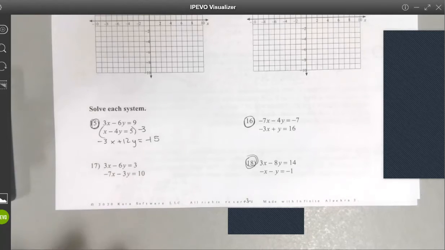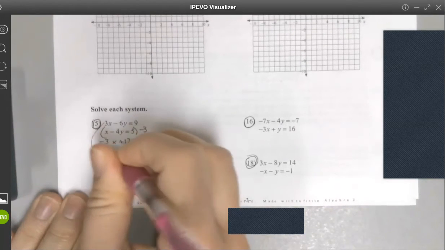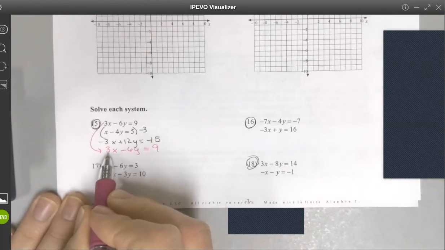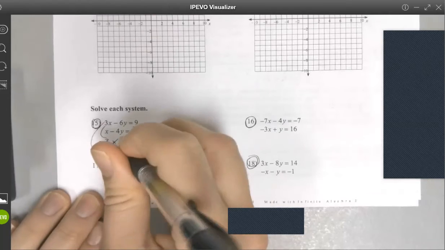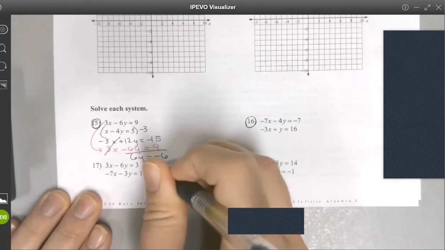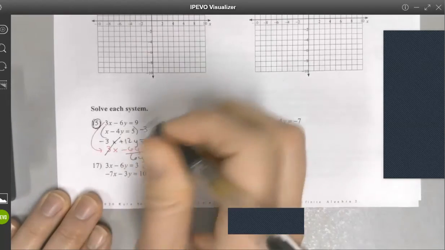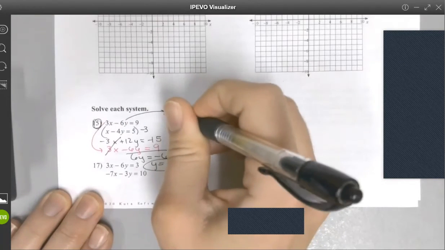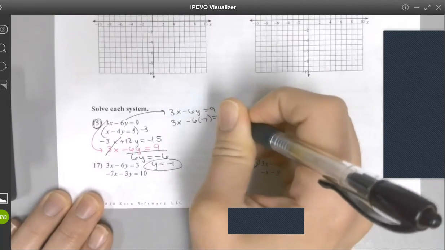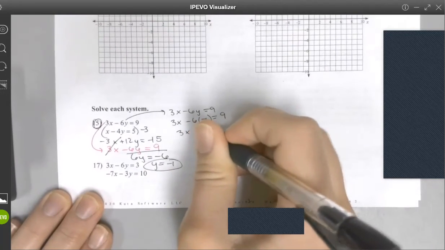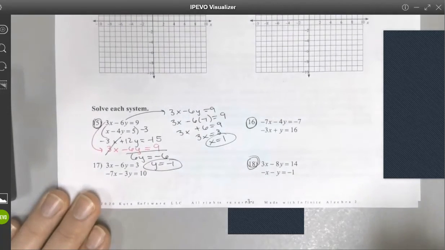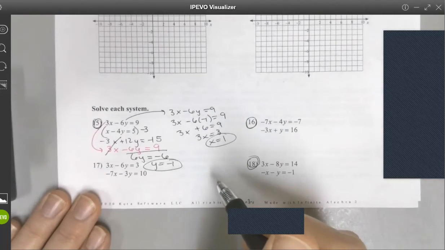So I multiplied by 3, or -3, I should say. And I'm going to add that together with my top equation here. These will cancel, give me 6y equals -6. Divide by 6, y equals -1. So I'm just going to take that and plug that in. Maybe I grab this equation, plug in -1 for y. Negative times a negative gives me +6. Gives me x equals 1. Okay, so that's how I went about solving this one.